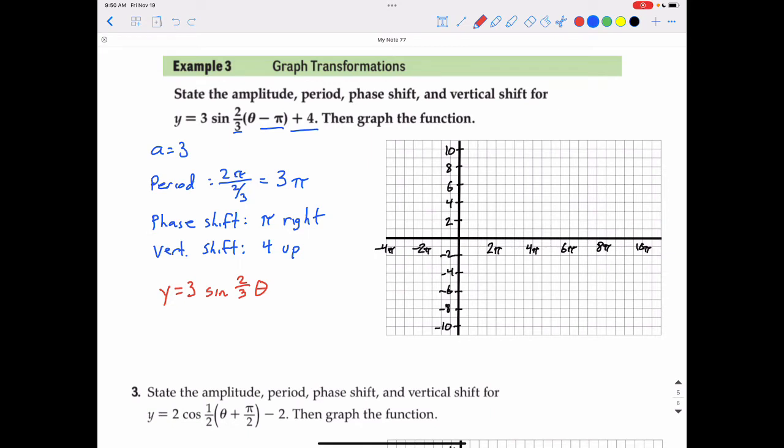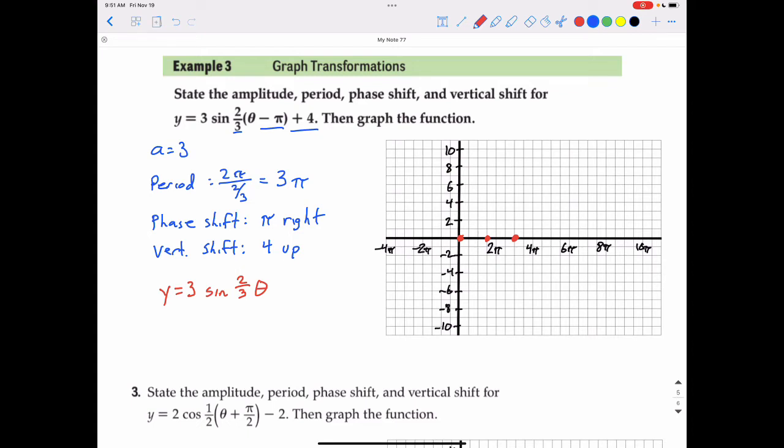So since it is a sine function, we will start at 0. With a period of 3 pi, it will end at 3 pi, which is right there. It'll reach its highest point. It'll hit the midline again, halfway between those 2 points. That's actually right there. That's pi and a half.